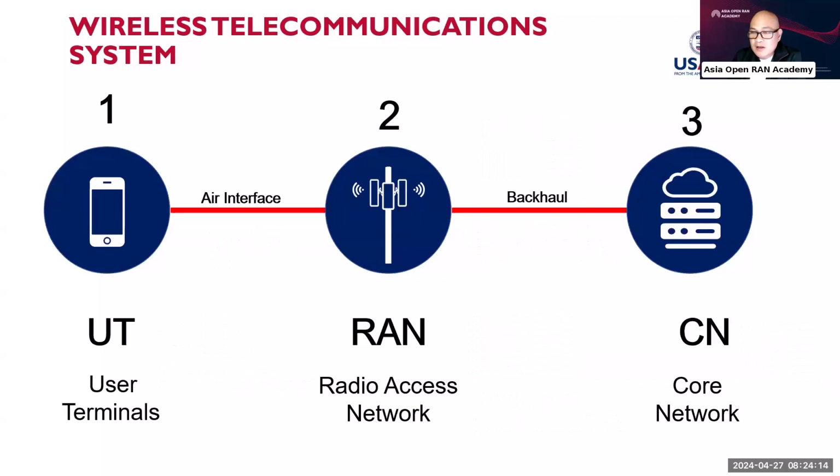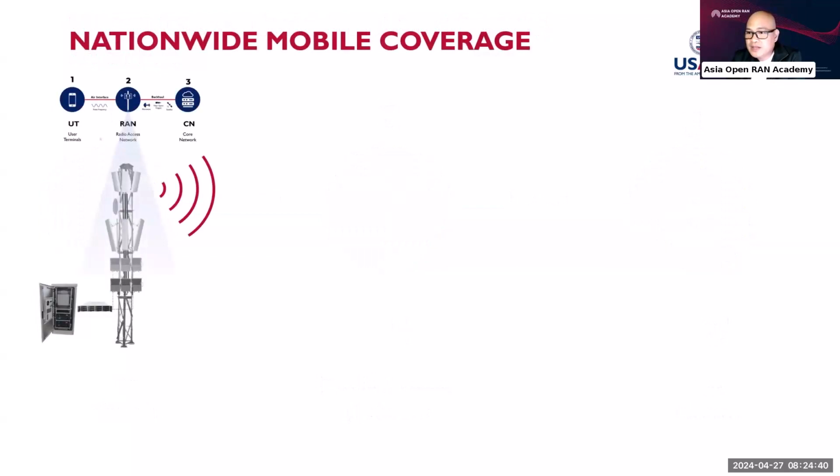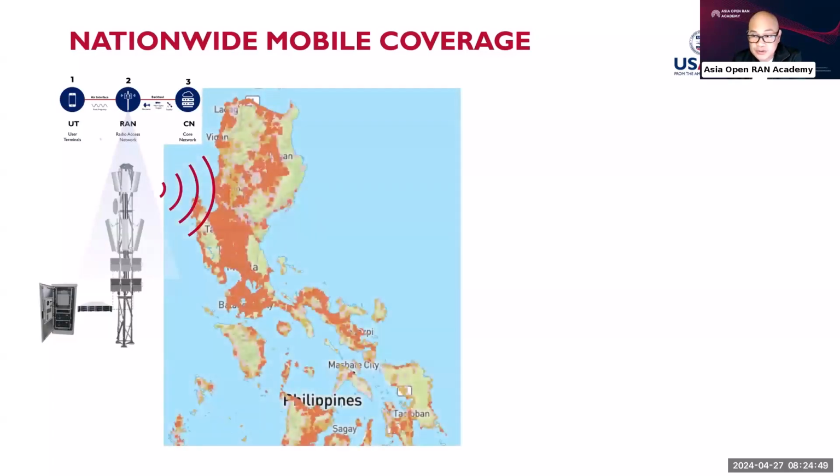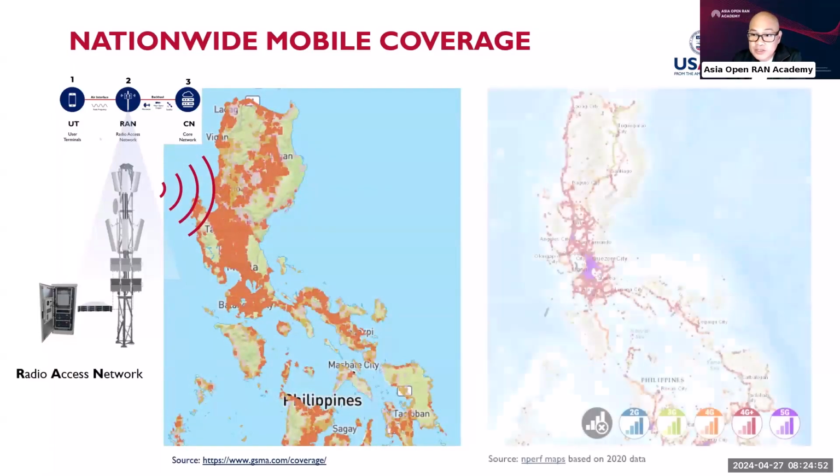So it is as easy as connecting the dots from 1, 2, and 3. You need to have a user terminal, you need to have a radio access network, and you need to have a core network. So in all technology from 1G, 2G, 3G, 4G, or even 6G, you need to have these three major parts of the wireless telecommunication system. Okay? So we need the RAN in order to provide mobile coverage. We place the radio access network or cell sites in strategic locations to provide wireless coverage to users within a specific geographic area.